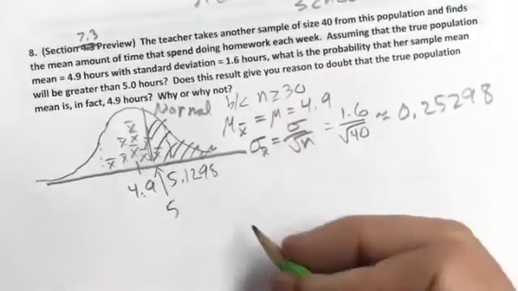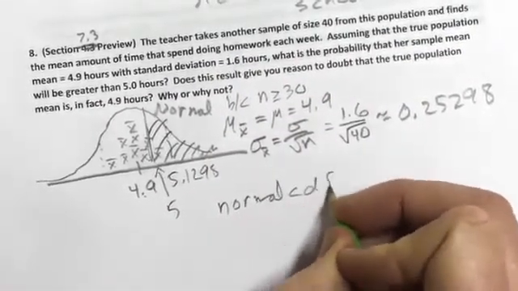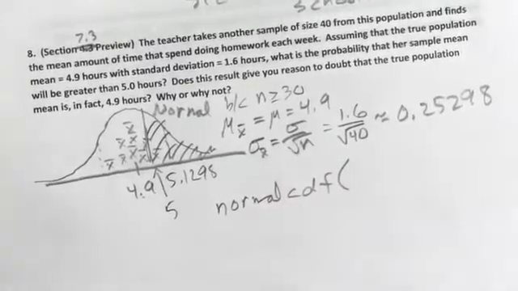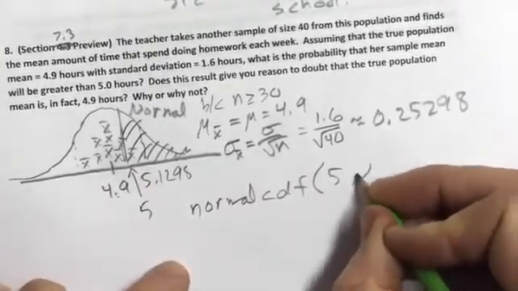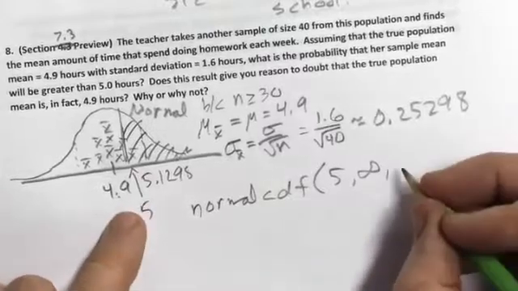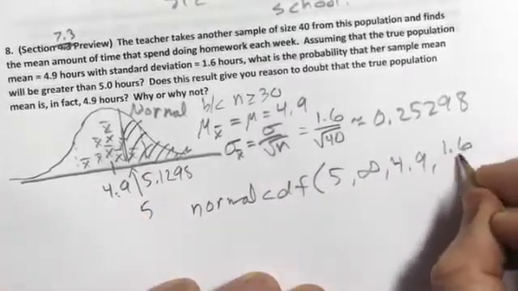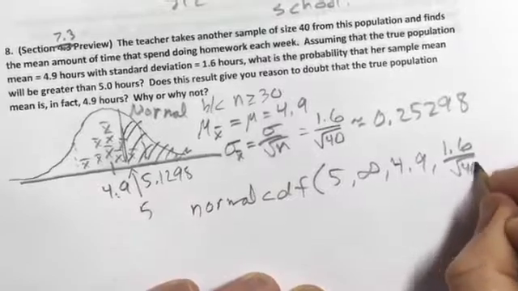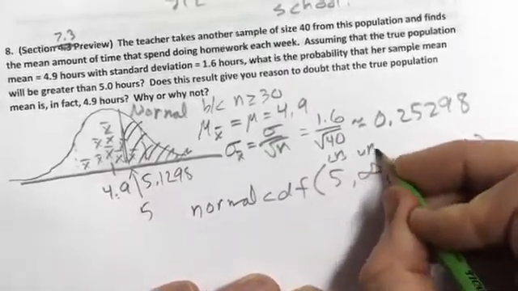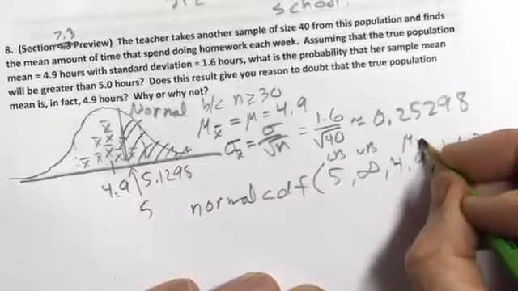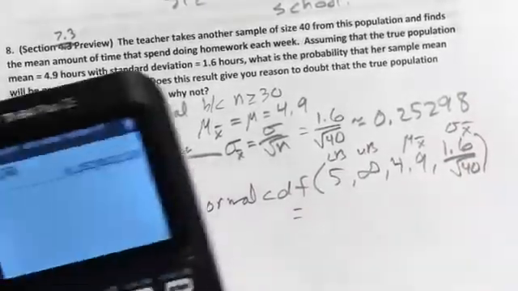Okay, and so we will say normal CDF, just like we did in chapter 2 and like we did later in the year, greater than 5. So that'd be 5 to infinity. Our mean is 4.9, and our standard deviation, you can just go ahead and write 1.6 divided by the square root of 40. Just write it like that. Of course, label this as lower bound, upper bound, mean of the X bars, sigma of the X bars, like that. And let's see what we get.